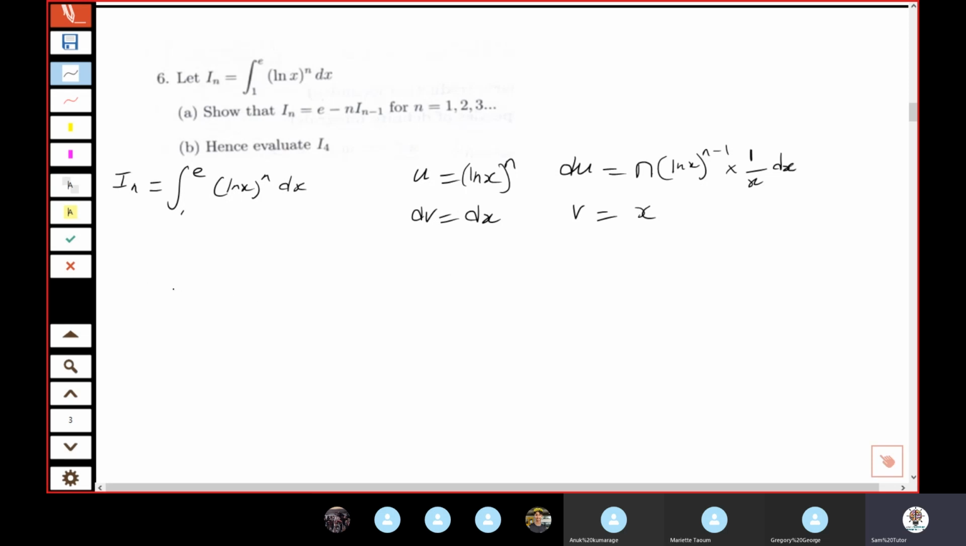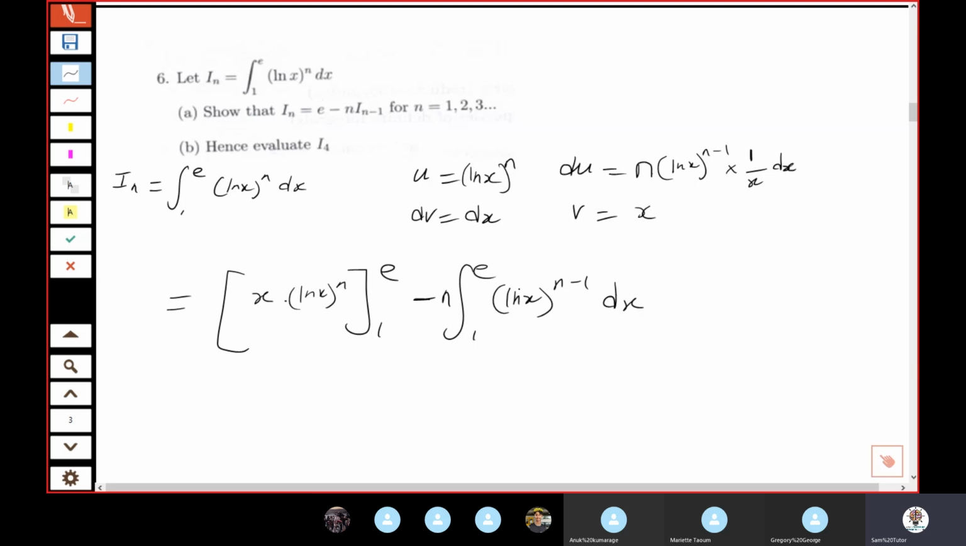All right, let's do it anyways. So equals, open brackets, x (log x)^n from 1 to e, minus integral, bring the n on the outside, x and 1 on x, you're left with (log x)^(n-1), exactly that. Look at it, looks exactly like the original question, except instead of n, it's actually n minus 1. So we're going to write minus n I_(n-1), exactly like what they wanted.